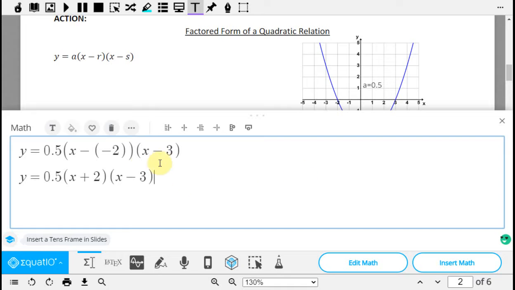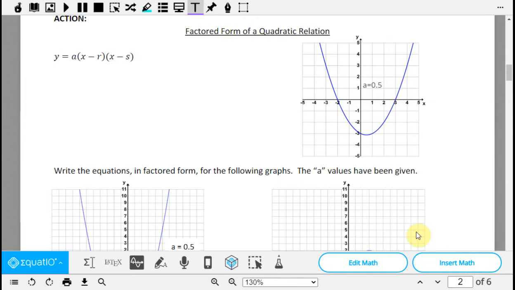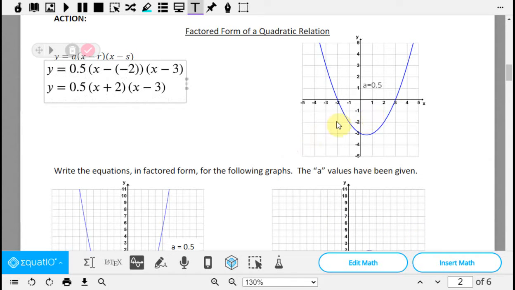And again, we could have gone directly to this equation knowing that we switched the signs of the zeros. y equals 0.5, x, this is minus 2, so we make that plus 2. x, this 0 is positive 3, so we make this minus 3. So you're welcome to go directly to this equation from the zeros. If you prefer to use these minuses and then do the math that way, that's fine too. And so there we have our final equation for this graph.